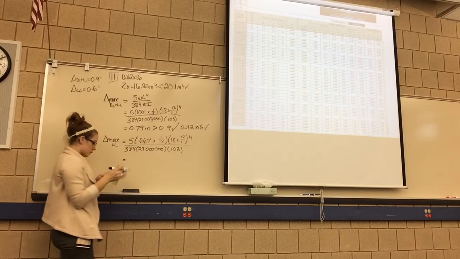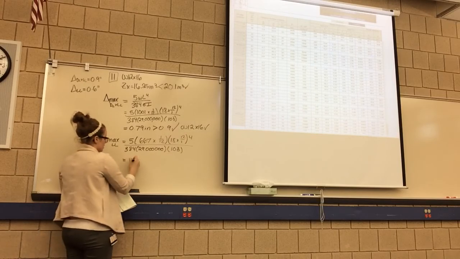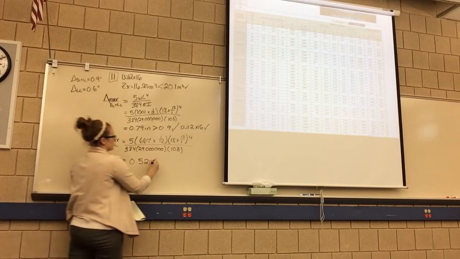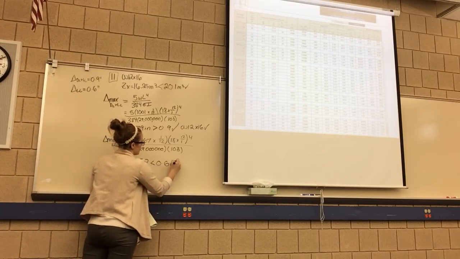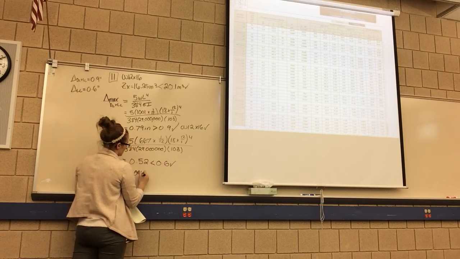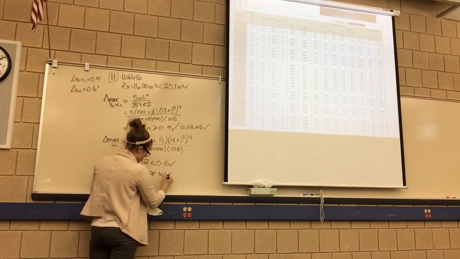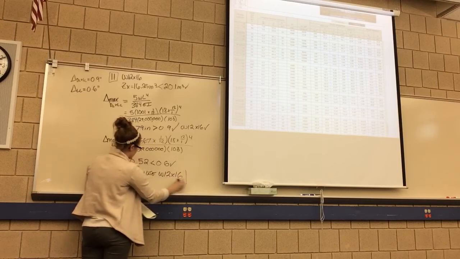Still the same I because I'm checking this beam. And I get a deflection max of 0.52, which is less than 0.6. So I can use a W12 by 16.